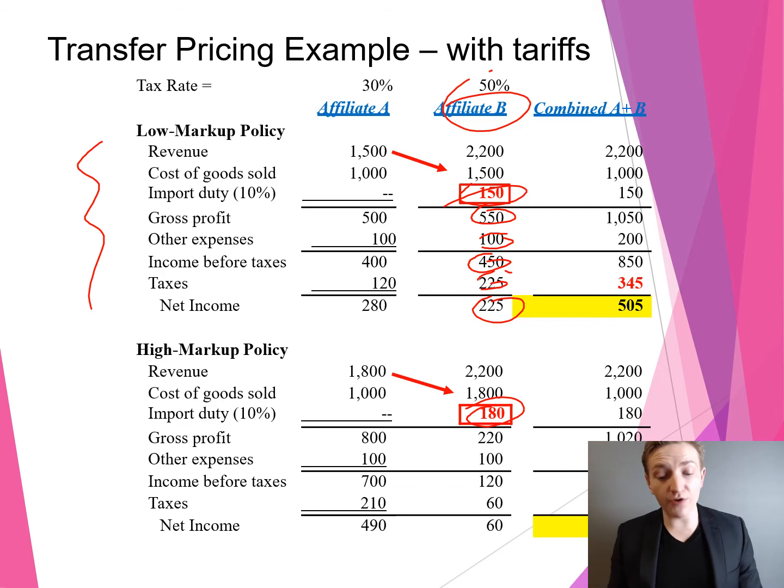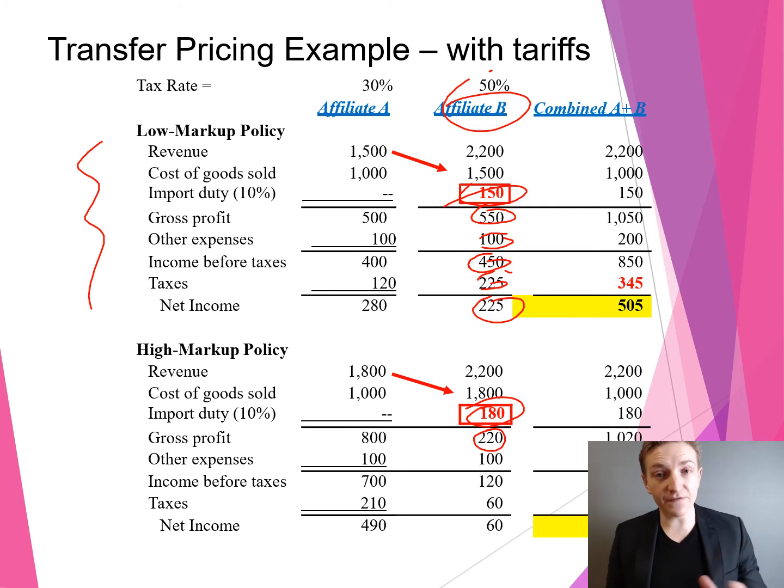Well, our gross profit is then reduced. Our gross profit then becomes 220. It becomes 220 because we have our sale price of $22 per good. Then we subtract off the transfer price for the good being transferred, which is $1,800. Then we subtract off our tariff of $180. So our gross profit is now only $220.